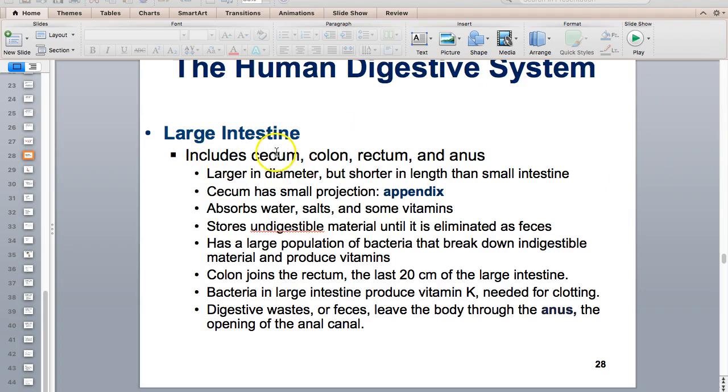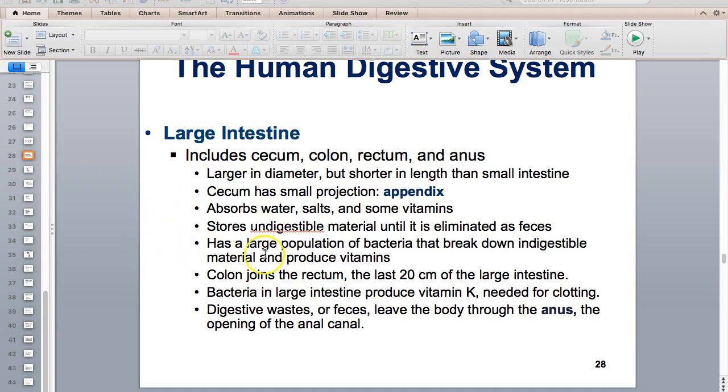And so these are the divisions of the large intestine, okay? The reason why it's called the large intestine is that it's larger in diameter, but it's actually shorter in length than the small intestine. This part of the large intestine, the cecum, has a small projection called the appendix, okay? So that's where the appendix comes from. The small intestine, if you think about its one job, is involved in absorbing nutrients, whereas the large intestine is going to absorb water, salts, and also some vitamins, okay? It will also store any undigestible material until it's eliminated as feces.